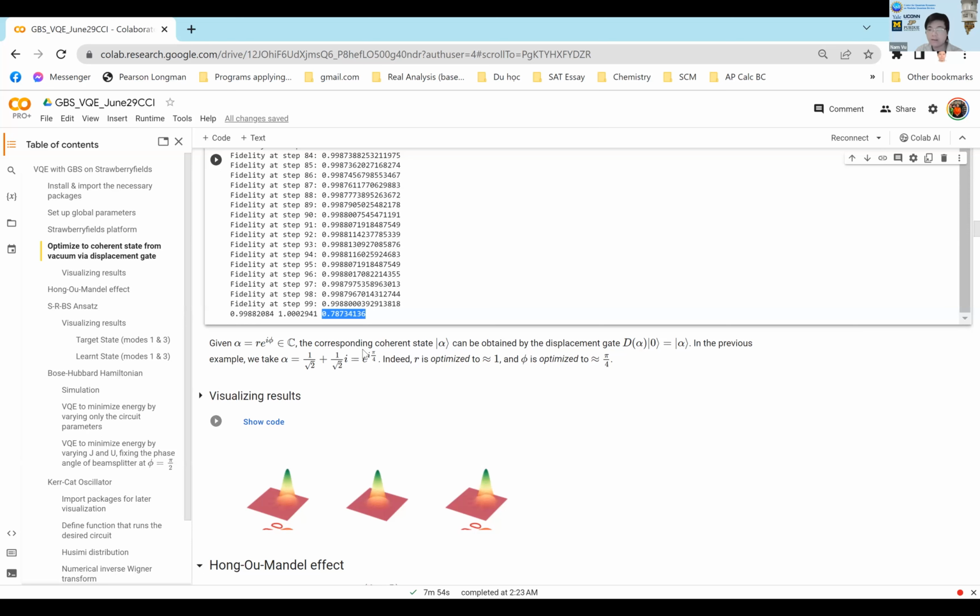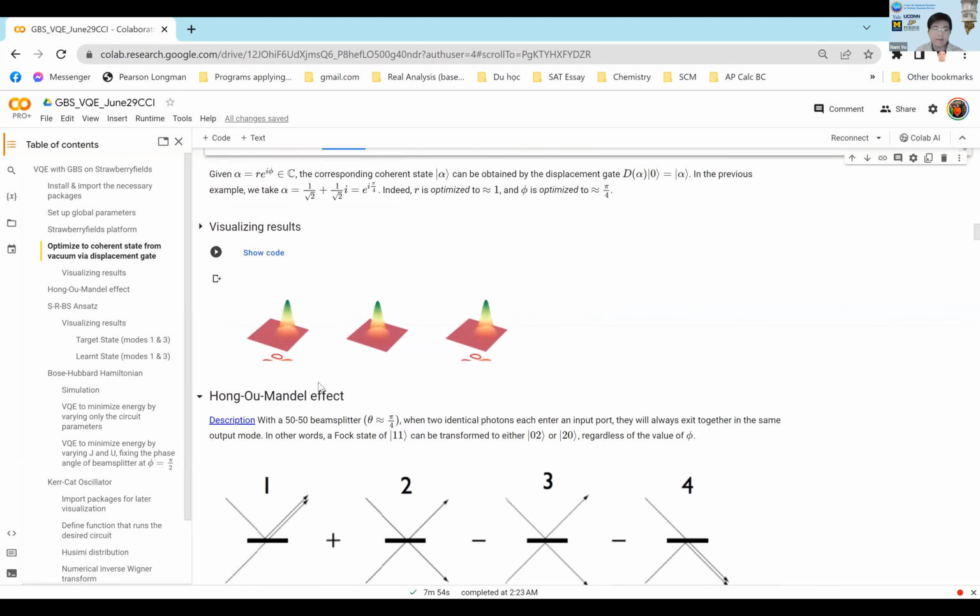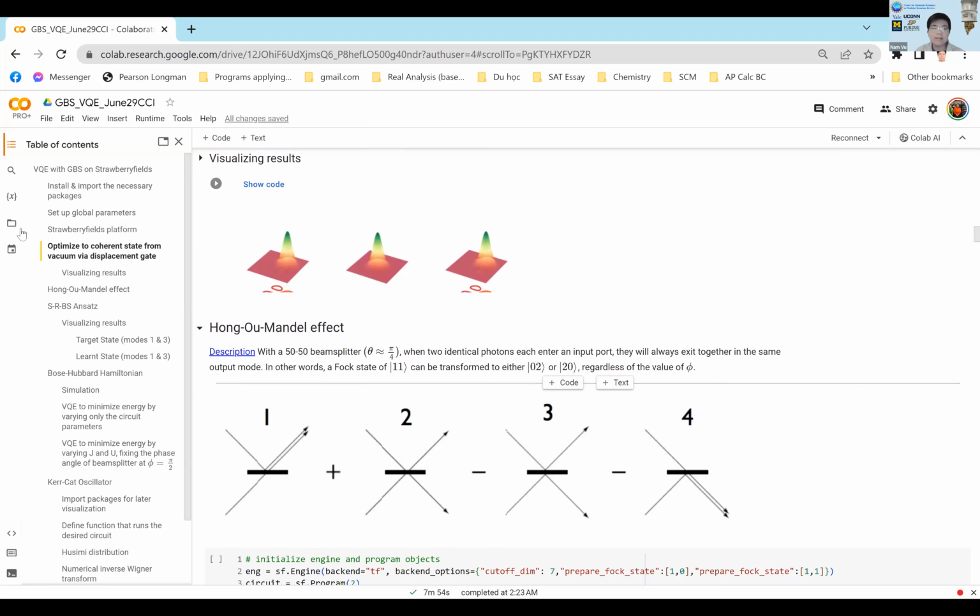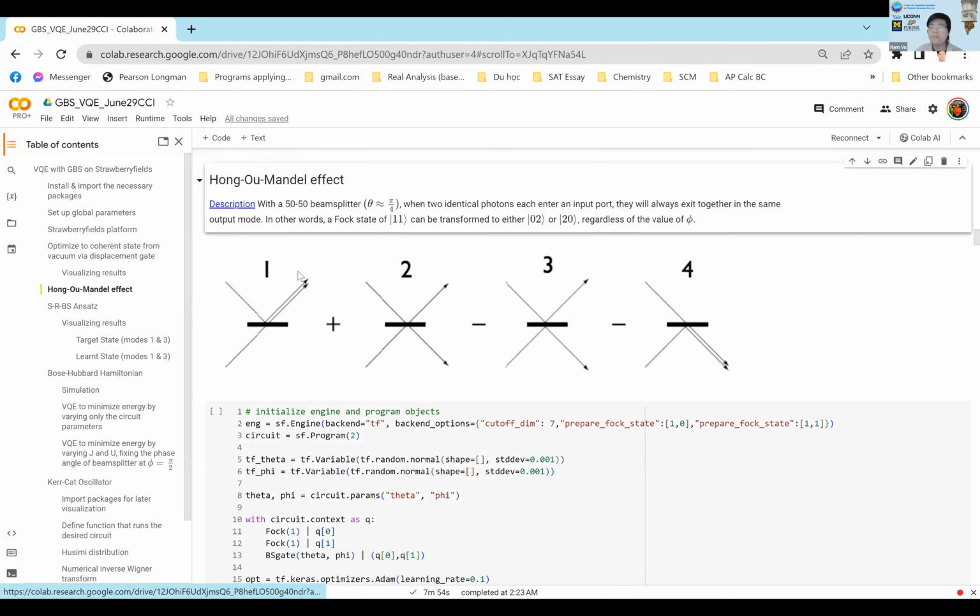So that's the very first simple example for the variational quantum eigensolver. Now I'm going to move on to another example that describes an effect that is known and experimentally proven, called the Hong-Ou-Mandel effect.